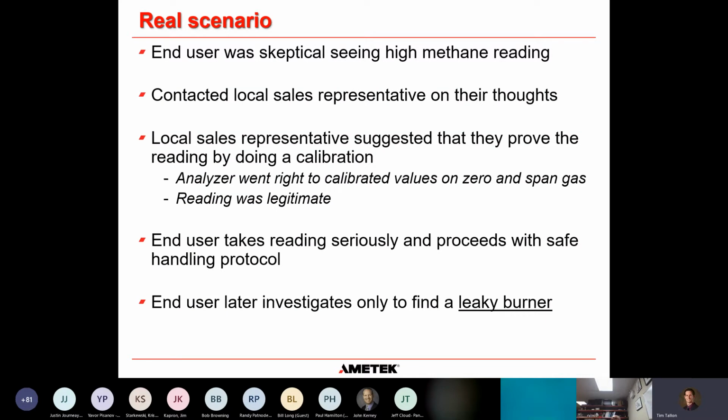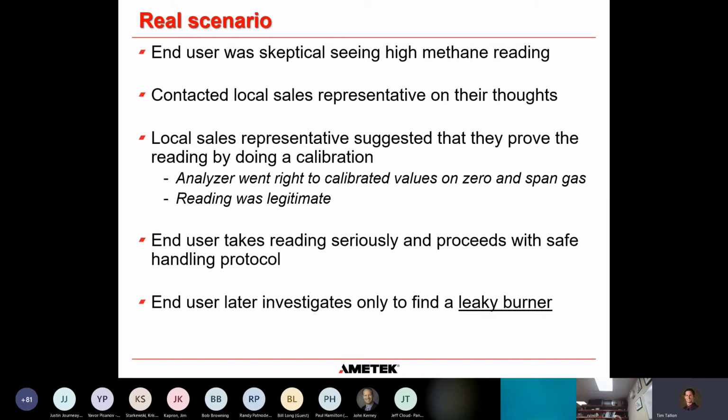In a real scenario that we've had in the past, we had an end user who was skeptical of seeing a high methane reading. They had a combustion analyzer, and they were surprised to see a high methane reading. So they contacted their local sales representative to hear their thoughts, and the local sales representative suggested that they prove the reading by doing a calibration. And so the analyzer went right to the calibrated values on zero and span gas, indicating that the reading was legitimate.